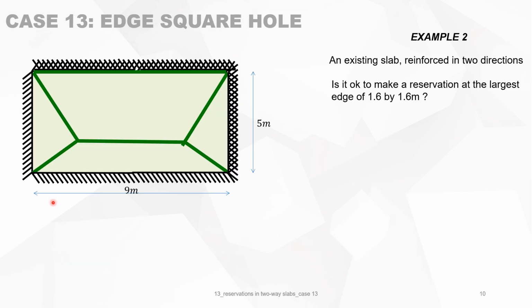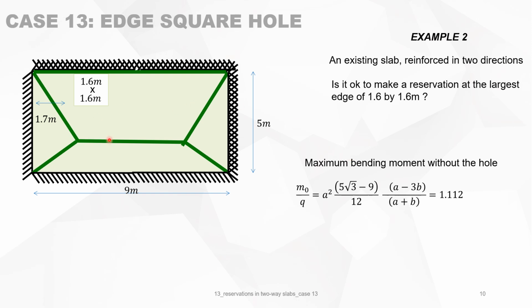The second example: you have an existing slab where the top and bottom reinforcement are the same. You do not know the reinforcement, you do not know the load. They want to make a reservation in the slab, 1.6 by 1.6 meter, situated 1.7 meter from the left-hand side. The question now is: is this allowed? Or what is the effect of the reservation on the bearing capacity of the slab?